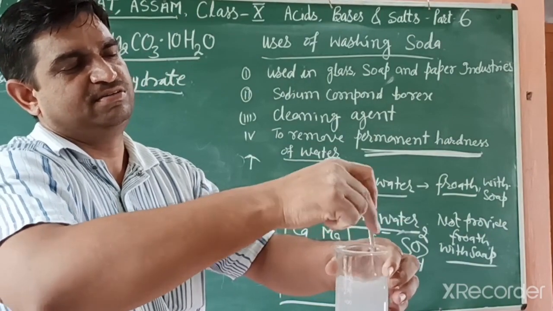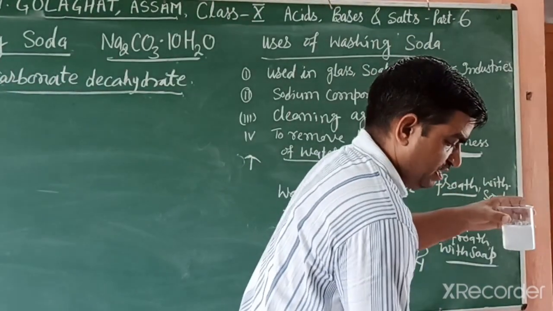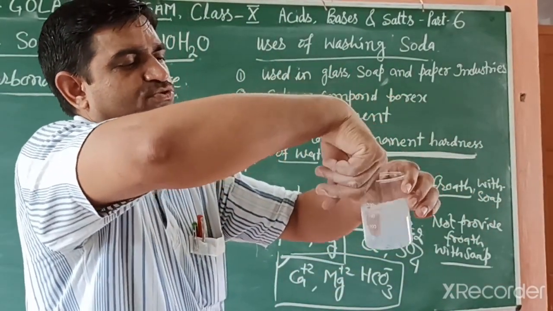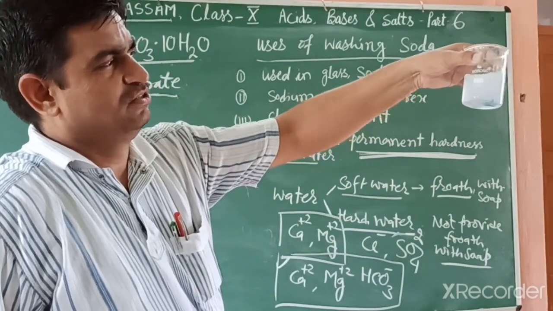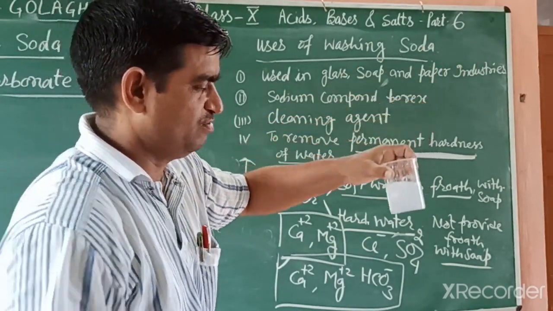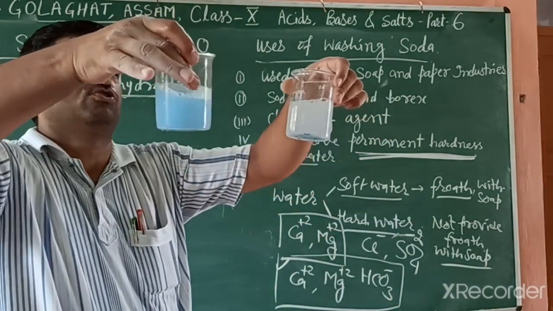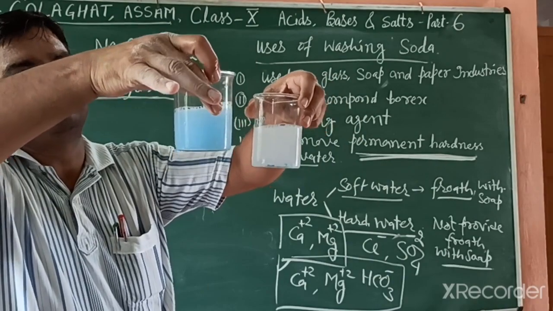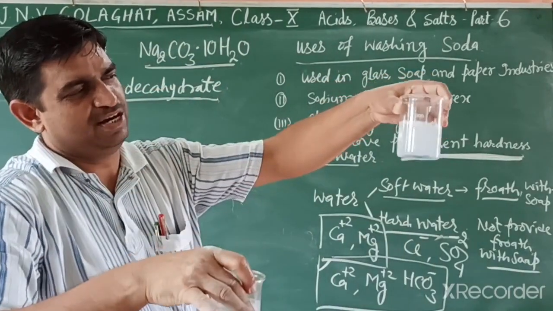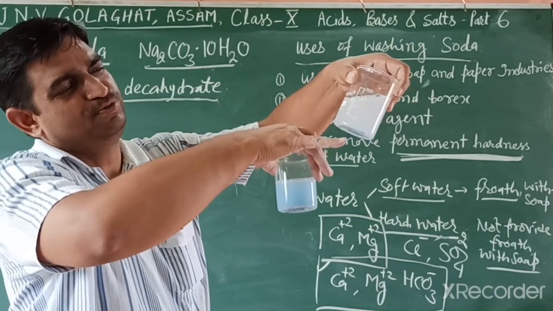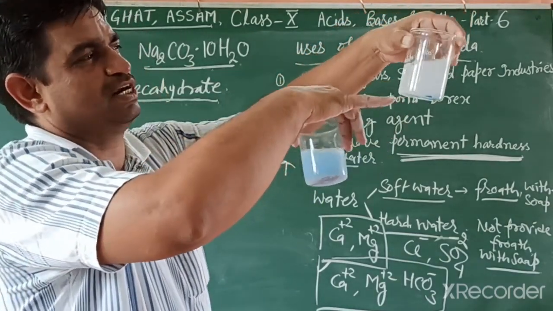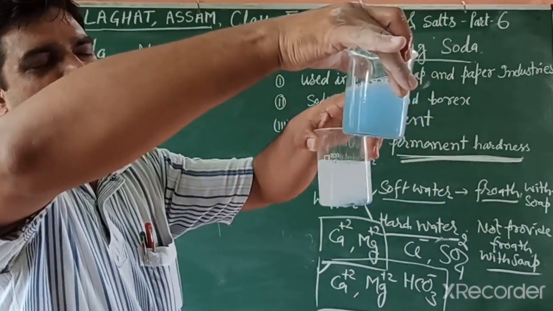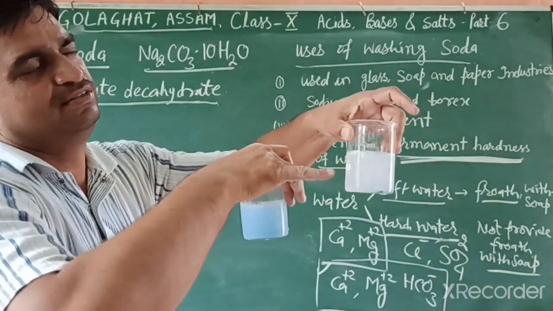This water is hard water, and when we put some soap, it does not provide lather. So this type of water is hard water, and this one is soft water. Soft water produces lather or froth, but hard water does not produce or produces less, because the soap settles down at the bottom, whereas in soft water it is fully dissolved. So this one is soft water, this is hard water.